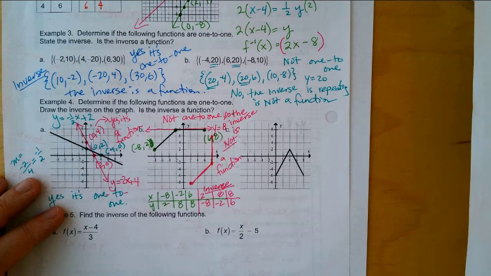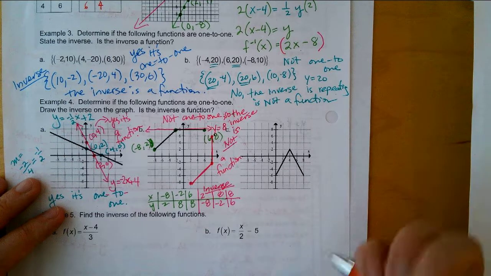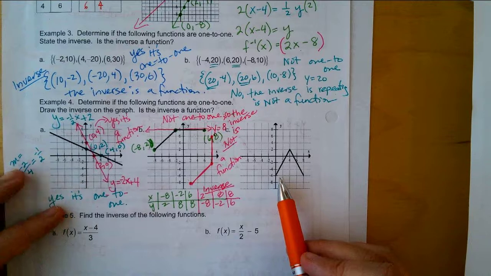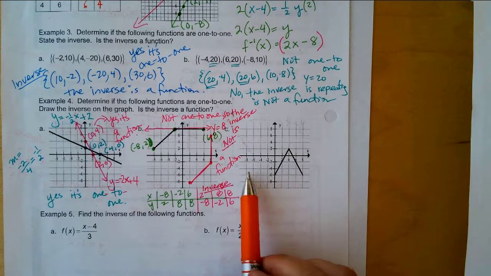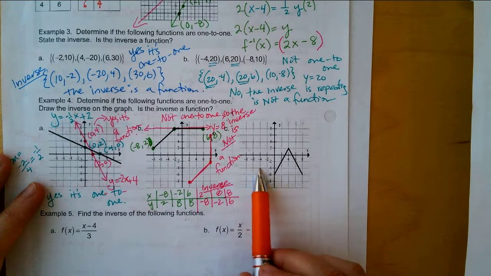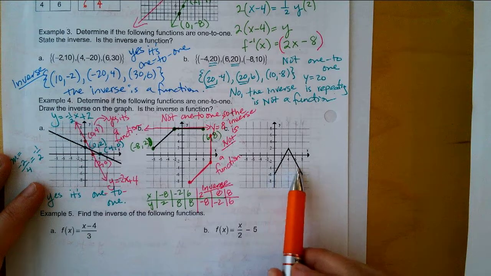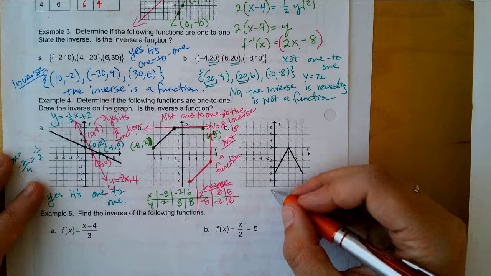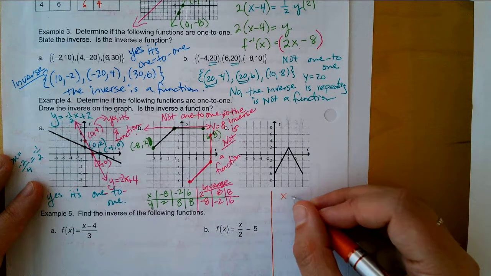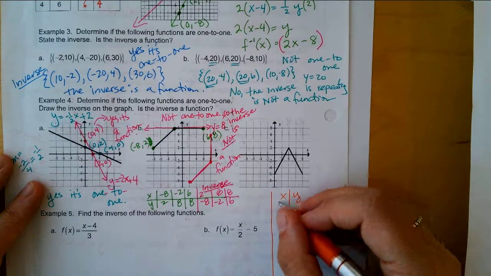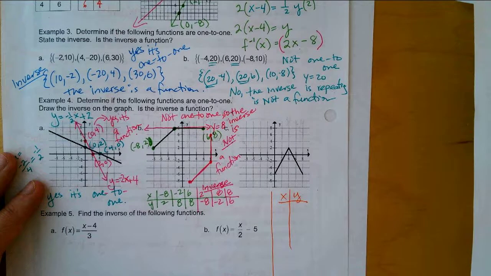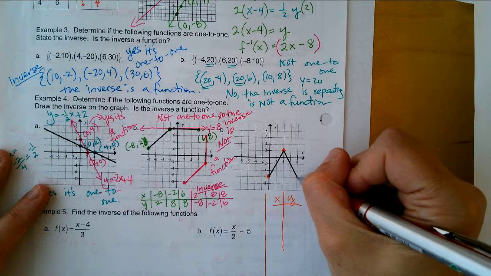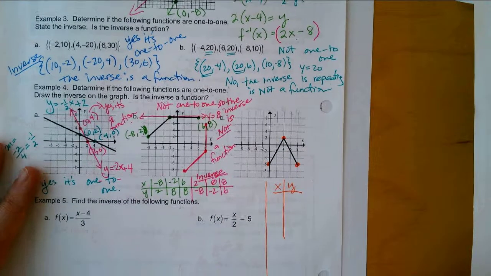I'll switch colors for the next one. Okay, let's look at this one. Does this one pass the horizontal line test? No, because if I were to draw a horizontal line here at y equals -4, I would hit the graph twice. Maybe what I'll do, save space over here, I'll go x, y, and then we'll do our inverse over there. So give me some points. I think these critical points would be the best ones to use.